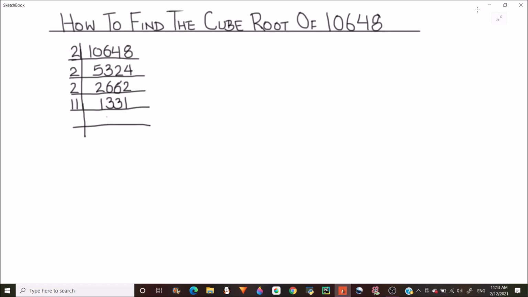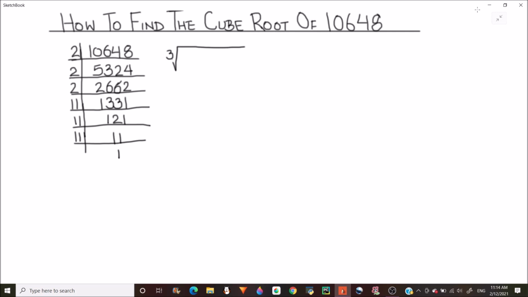11 times 1 is 11, then 2 will be carried over to the next place, so this becomes 23. Then 11 times 2 is 22, and then 1 will be carried over, so this becomes 11, and 11 times 1 is 11. And now again we can use 11 as the prime factor. So 11 times 1 and 11 times 1, and then 11 times 1 is 11. So now we got all the factors of 10,648. So next step is to write the number as the product of all the factors.